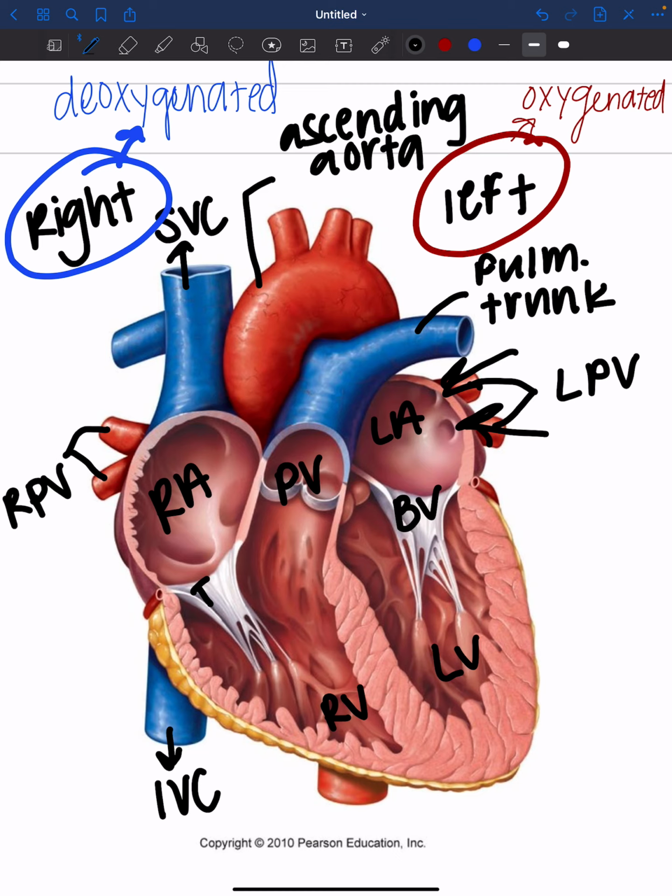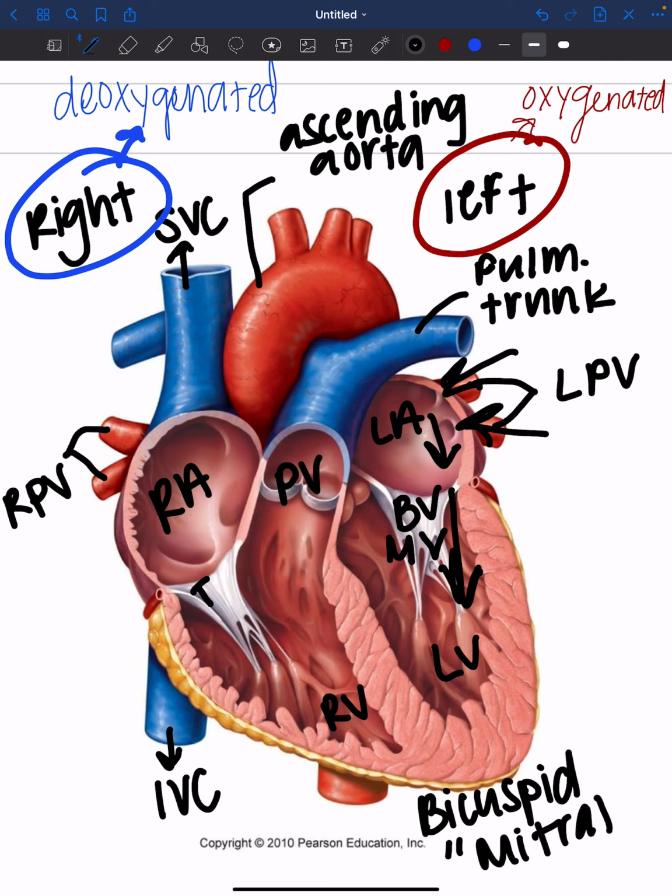From the pulmonary veins, the blood is in the left atrium. From that left atrium, it's going into our bicuspid valve. I also forgot to mention that our bicuspid valve is also called our mitral valve. Your professors will most likely call it your mitral valve, so I'll just write this down here, just so you don't forget.